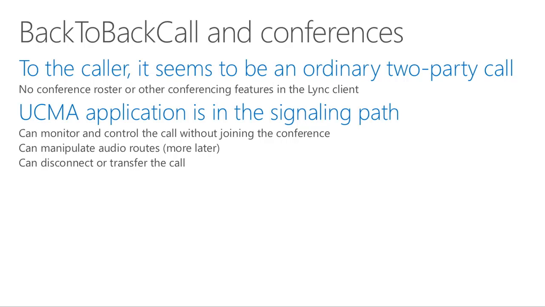And the other advantage of using this approach is that your UCMA application remains in the signaling path, as we would say, of the call. So rather than the SIP messages going directly from my Lync client to Ganesh's Lync client, they're going from me to the UCMA application and from the UCMA application to Ganesh. That means that your application has a lot more control over and visibility to the call. It can disconnect the call, it can transfer it, it can keep track of how long it's been going for, it can modify audio routes in the conference, and so on and so forth.